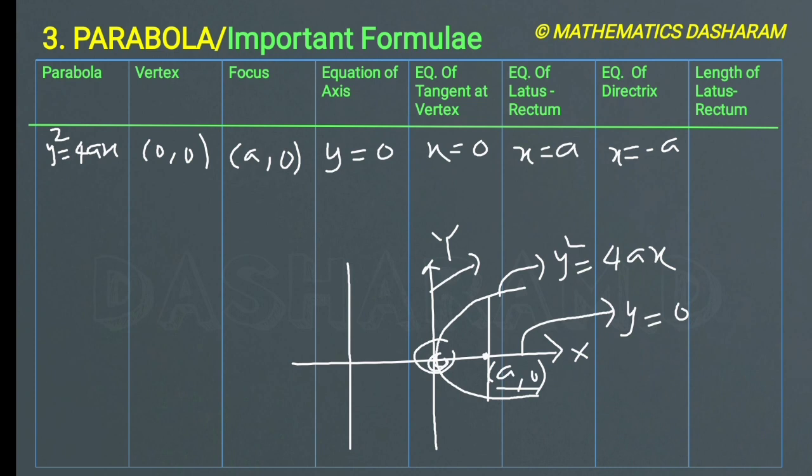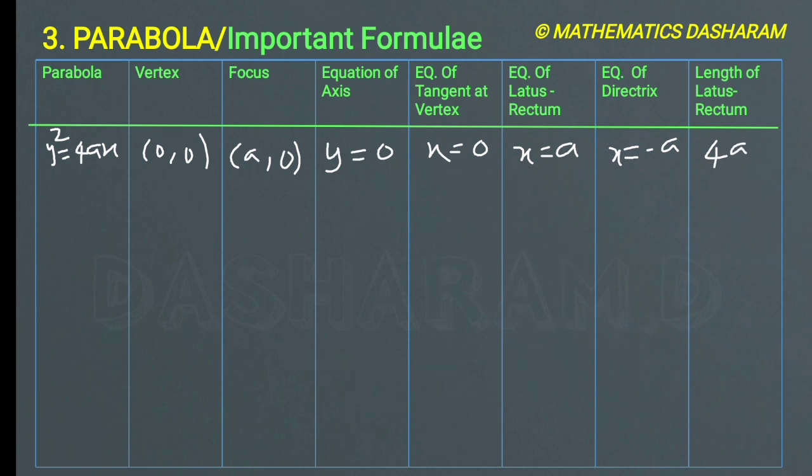Next, length of latus rectum. Here L dash is called the latus rectum length. See here, from here to here 2a units will be there, and here to here same 2a units. So 2a plus 2a, total 4a, is the length of the latus rectum. Next, the second one is y square equals to minus 4ax.